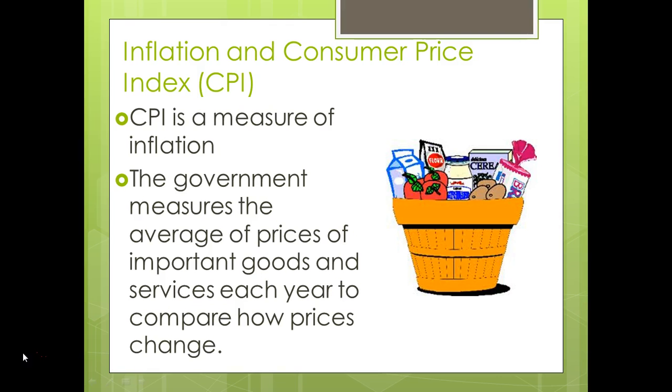The CPI is the Consumer Price Index. It's a measure of inflation. What the government does is they measure the average prices of important goods and services each year. So the same goods and services one year, and then they measure the price of all those goods and services the next year, and the next year to compare how prices change. And that's how they measure the price level in the economy and inflation.